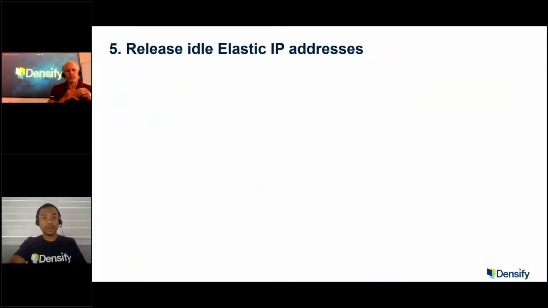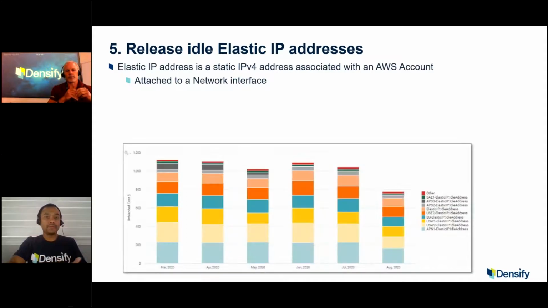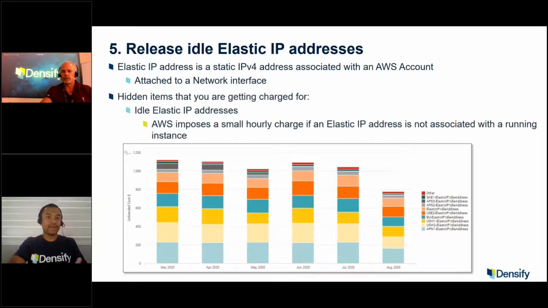Other things that you want to be aware of is getting rid of resources that you've provisioned. When you have EC2 instances and you provision them, you have this concept of elastic IP addresses, and basically it's a static IP address that you can associate with a network interface, and it comes with an AWS account. By default, AWS gives you about 5 elastic IP addresses per account, and then you can always increase that quota. But the thing is that the IP address is a limited resource.